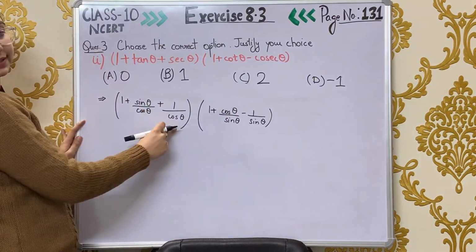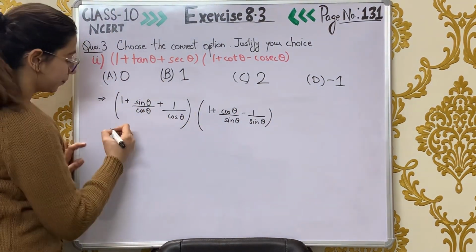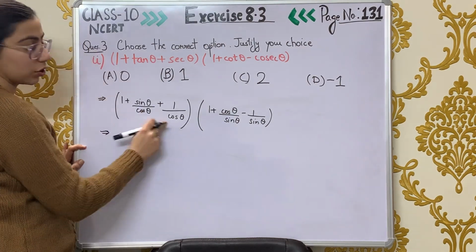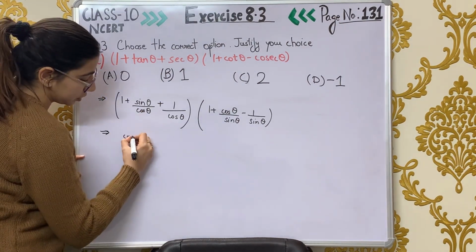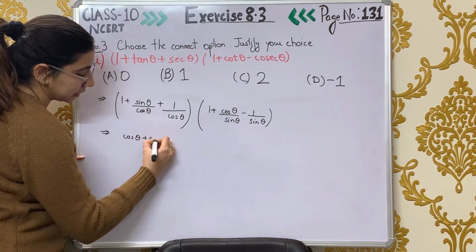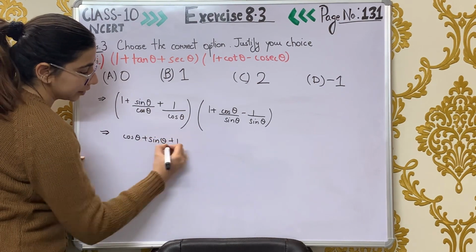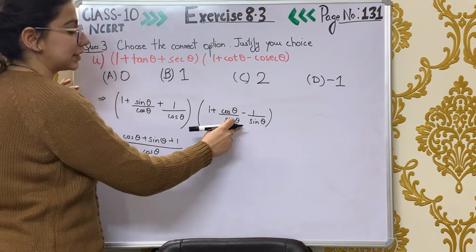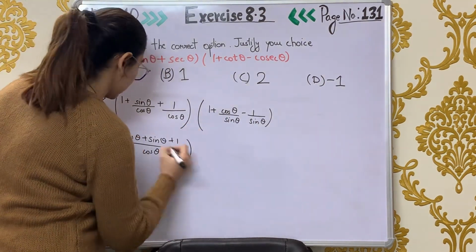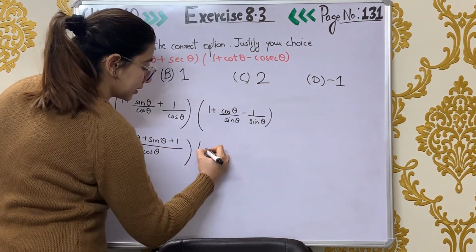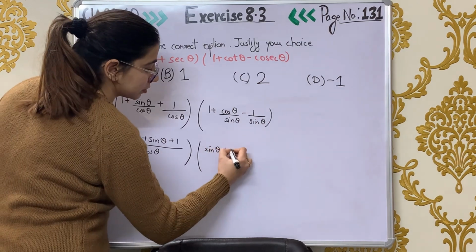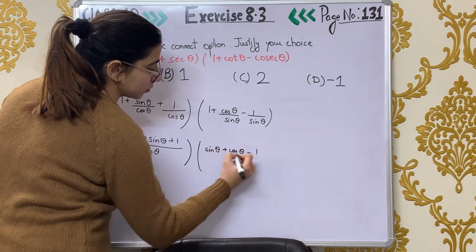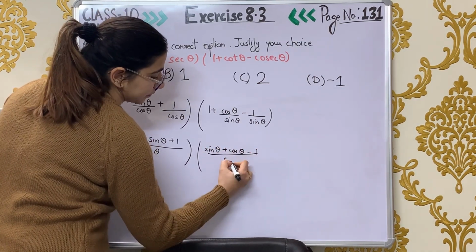Now let's take the LCM in both the brackets. Here we get cos theta as a common factor, so here we get cos theta plus sin theta plus 1 upon cos theta. Here we get the LCM as sin theta. So here it is going to be sin theta plus cos theta minus 1 upon sin theta.